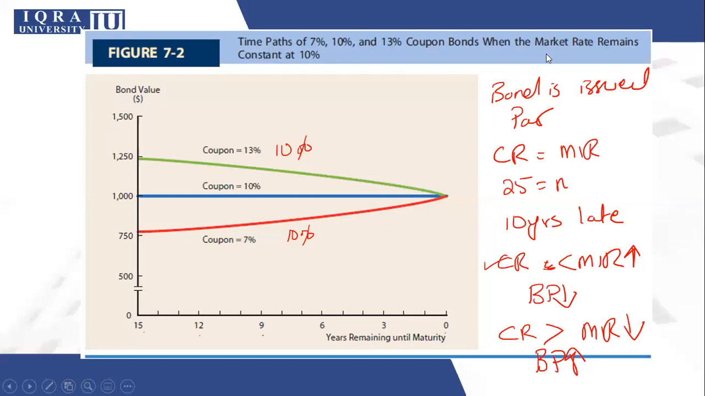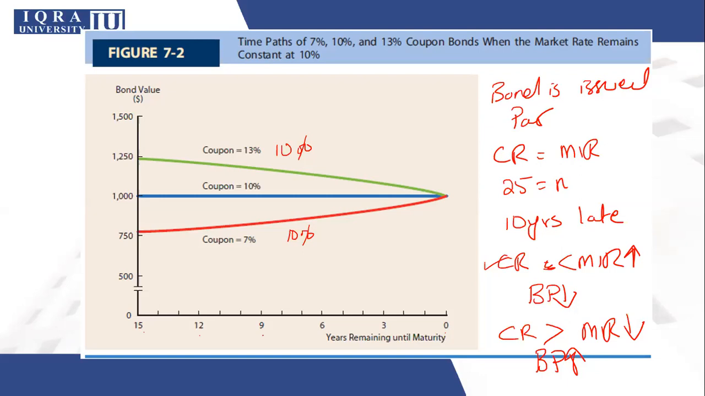The key takeaway from this is that while the prices of the 7% and 13% coupon bonds move in opposite directions over time, each bond will provide investors with the same total return of 10%. Remember, yield to maturity is the total return that an investor will earn if they hold the bond till maturity. So if the investor keeps the bond till maturity, they are going to earn a total return of 10% regardless of whether they have the 13%, the 7%, or the 10% coupon bond.